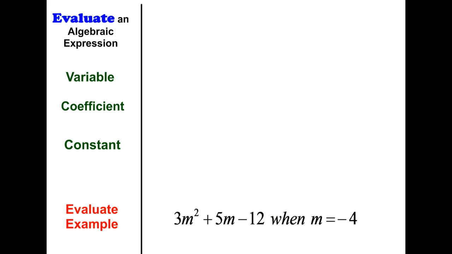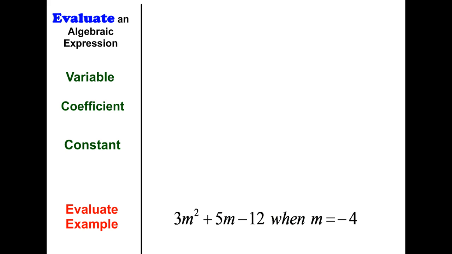When we have an algebraic expression, we start adding variables into it. And a variable is a letter that is used to represent one or more numbers. If you look in your book, that'll give you more definitions of it. I'm not going to write that out. A coefficient is the number that is in front of the variable. And a constant is the number without a variable in the algebraic expression.